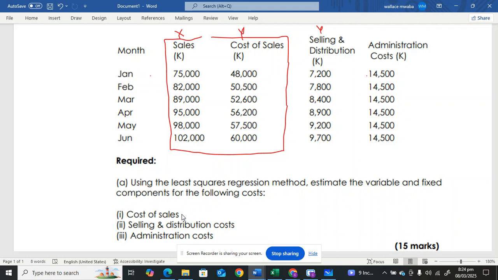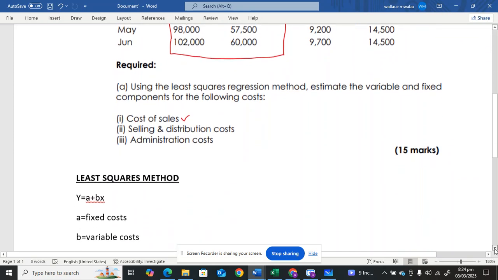So we are starting with part one. We have to estimate the variable and fixed components for cost of sales. So you just make a table like this, colleagues.